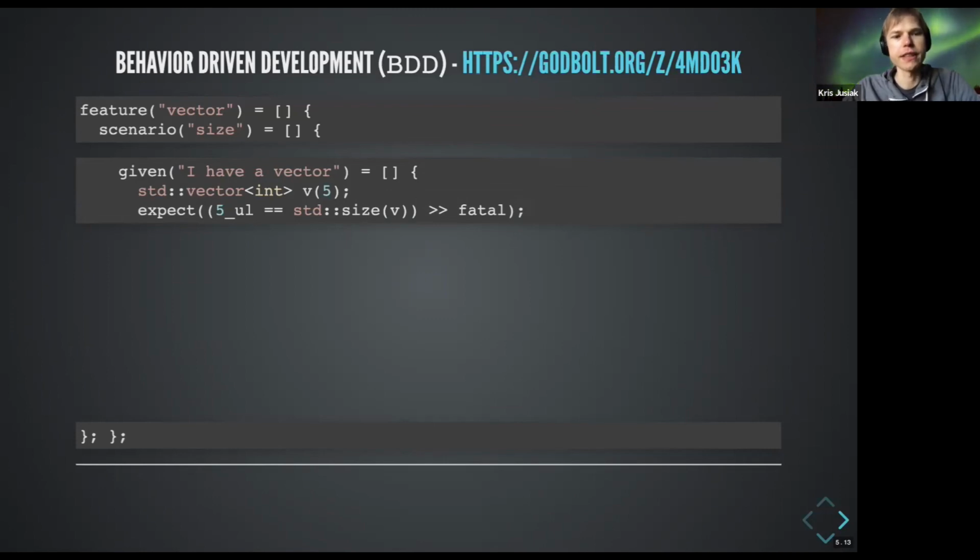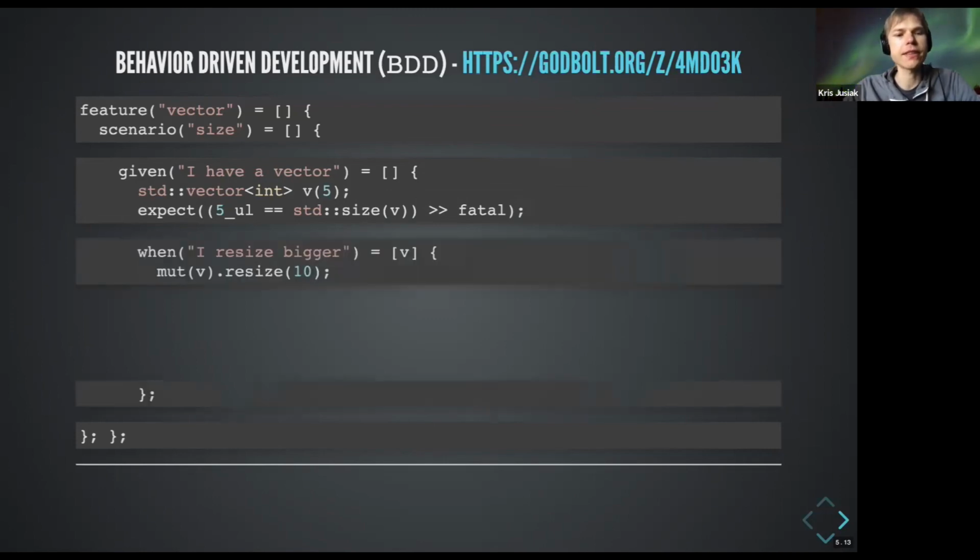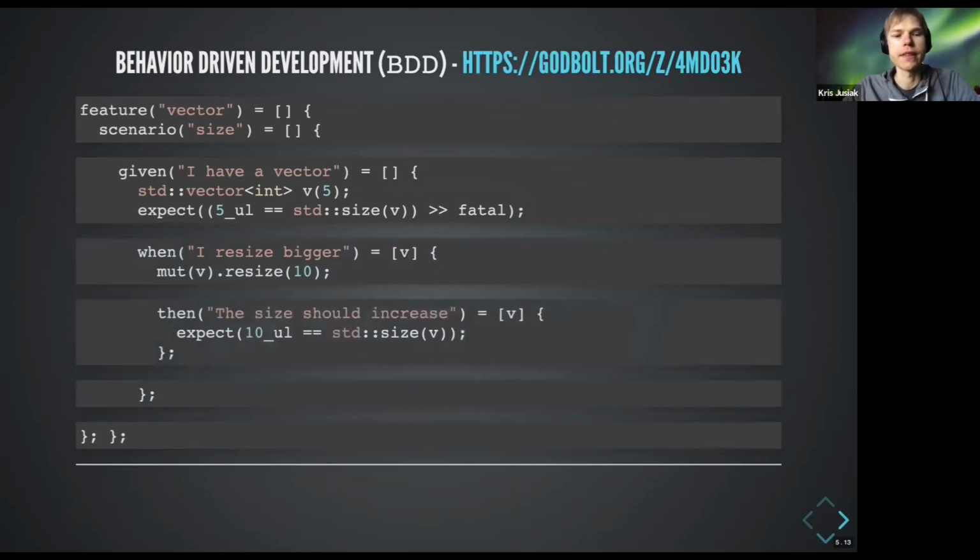So we can write the same test with the vector. When I resize, blah, blah, then expect. It's basically the same as before. We just use feature, scenario, given, when, then, BDD style instead of the style which we used before.